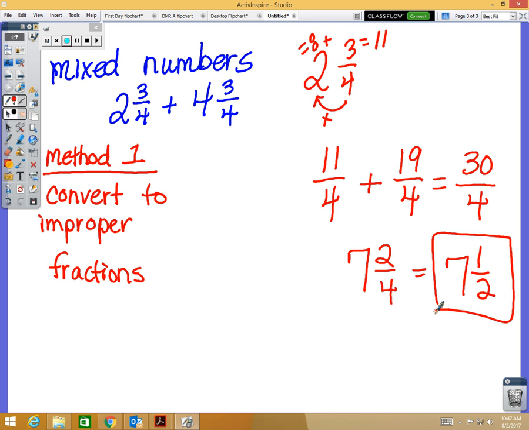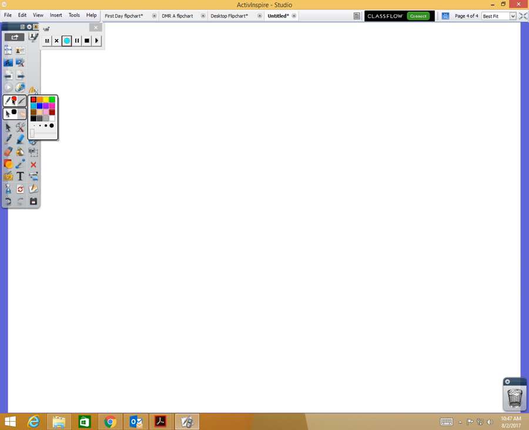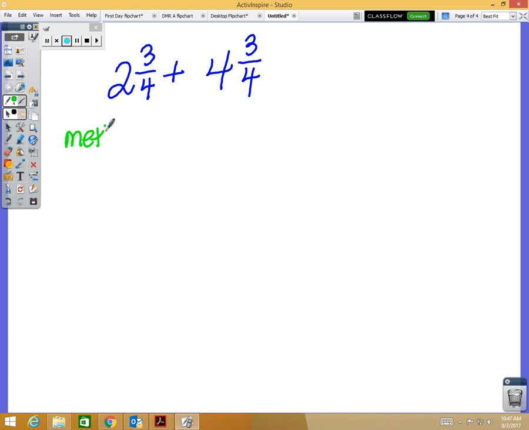Looked like a lot of the class liked method 2 better. So same problem. We already know what the answer is, obviously. Method 2. I'm going to let you choose which method you prefer. Who wants to explain method 2? All right, go ahead.